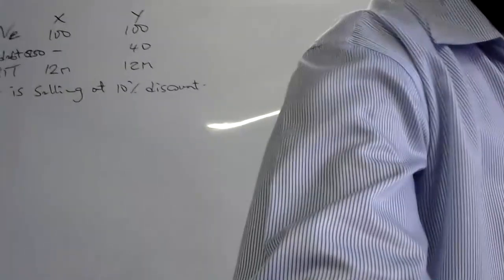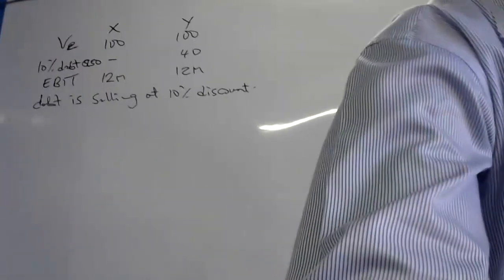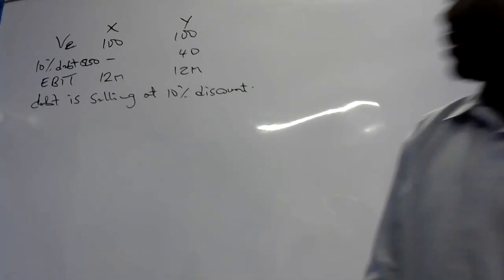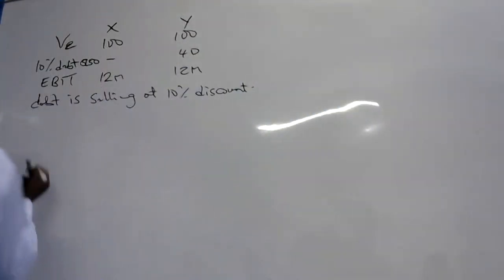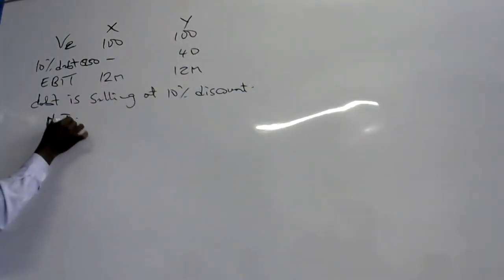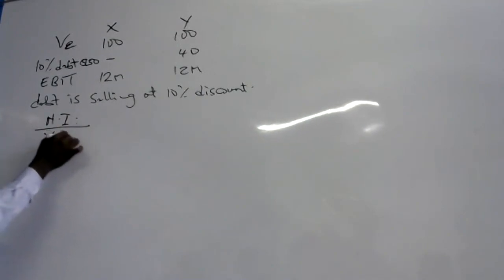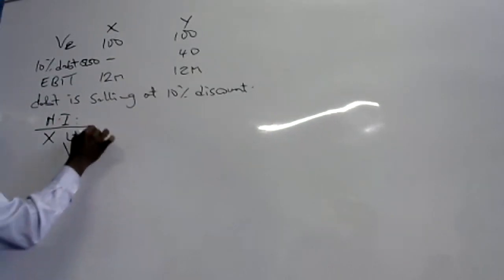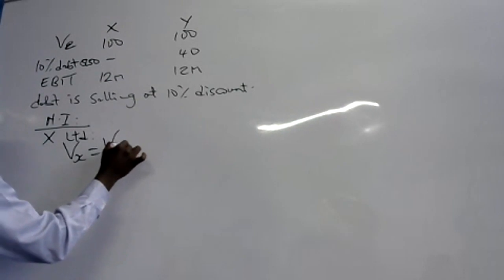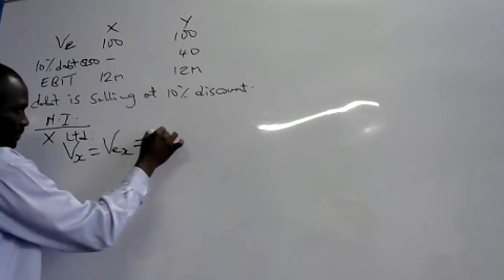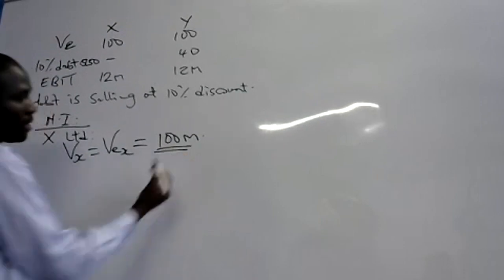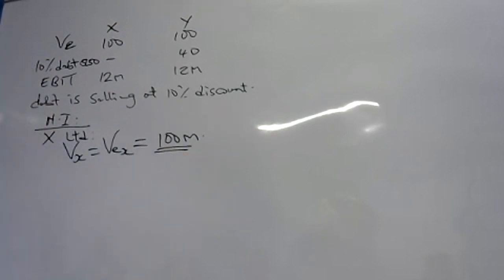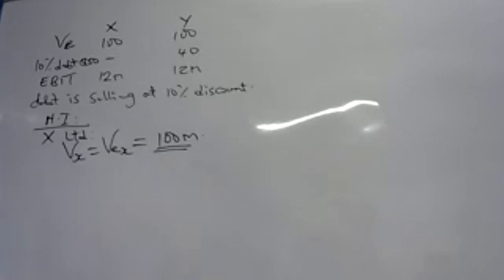Now, let's see what it has. Under it, it's talking about the NI. So if we start with X limited, we know the value of X limited is the value of equity of X, which is how much? It is 100 million. Let's start with X. You already have the values here.